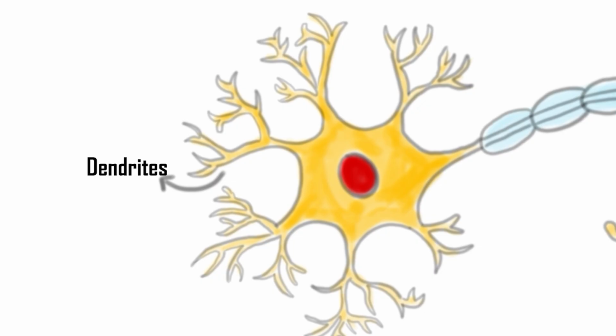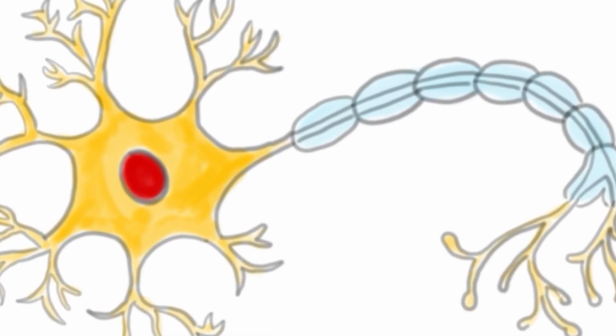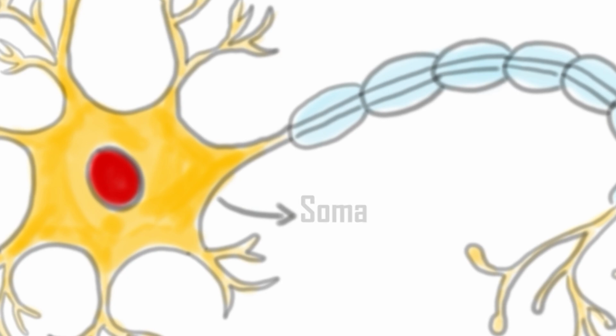Then we have the soma, which is also called the cell body. It's the neuron's control central. It contains a nucleus, which holds the cell's genetic material, and it keeps the neuron alive by managing essential functions, like energy production and protein synthesis. Think of it as the neuron's headquarters. It's where the decisions are made about whether a signal should continue traveling.